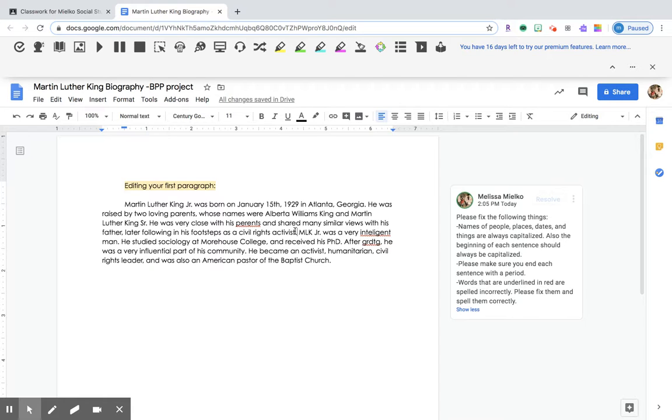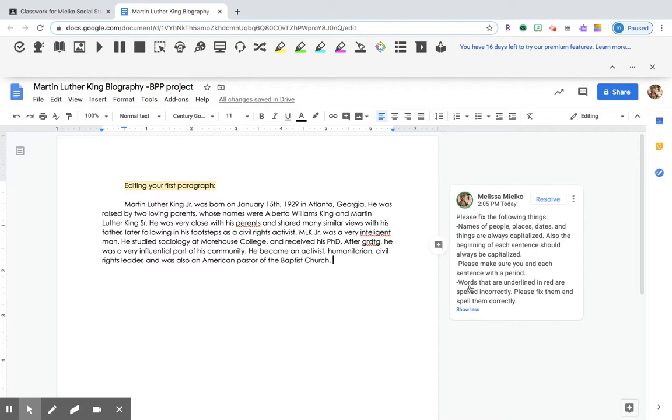MLK Jr. was a very intelligent man. He studied sociology at Morehouse College and received his PhD. After graduating, he was a very influential part of his community. He became an activist, humanitarian, civil rights leader, and was also an American pastor of the Baptist Church. All right, so now I edited for periods. At the end of each sentence, I ended with a period.